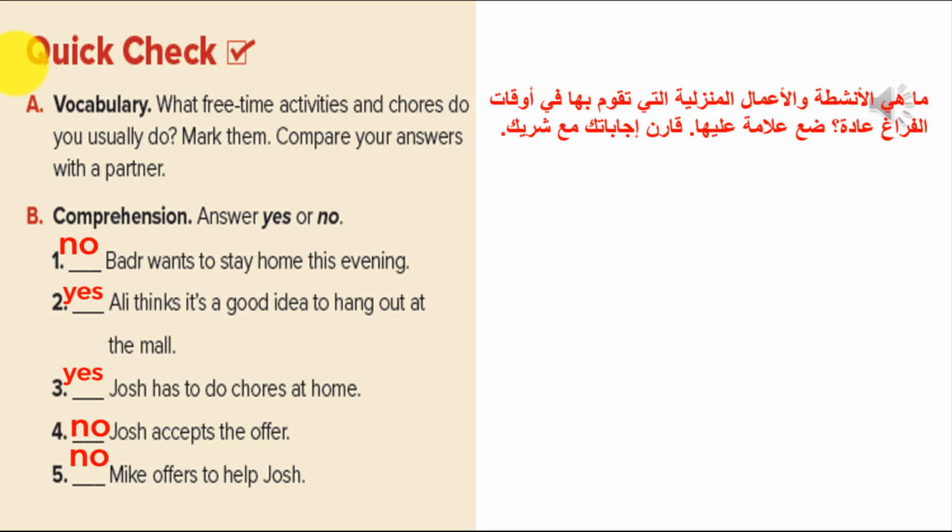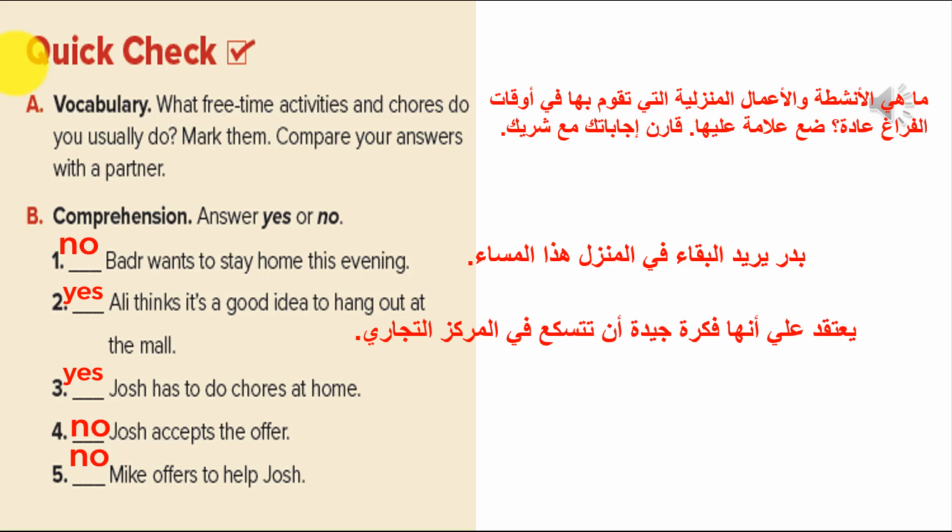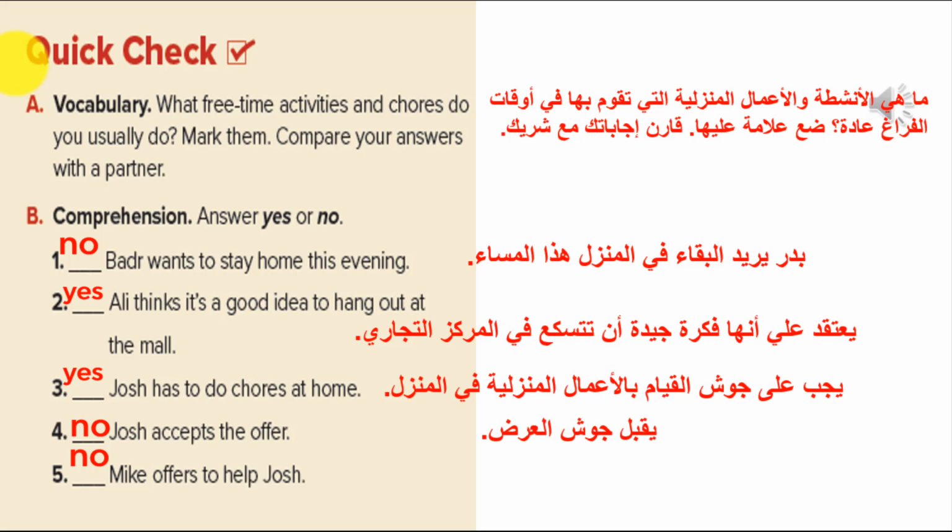B. Comprehension. Answer yes or no. 1. Badr wants to stay home this evening. 2. Ali thinks it's a good idea to hang out at the mall. 3. Josh has to do chores at home. 4. Josh accepts the offer. 5. Mike offers to help Josh.